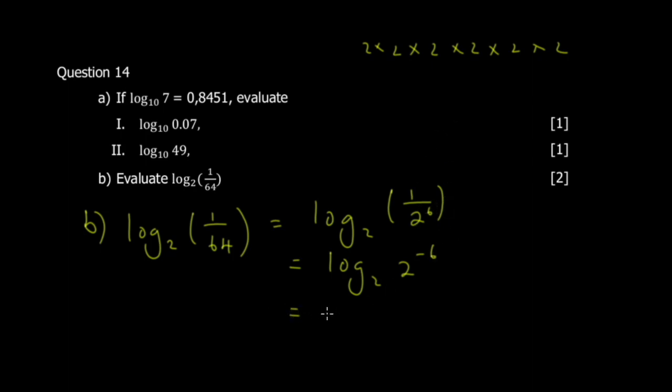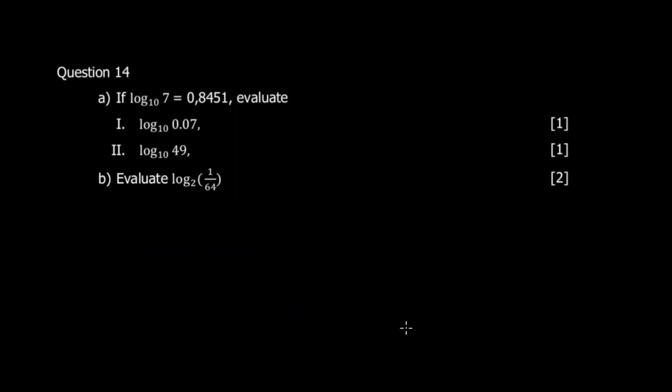Okay, so this would be negative 6 log 2. This is equal to 1. Whenever you have a logarithm where this number is equal to the base, it's always equal to 1. So you get negative 6 here. This is one way to work it out.